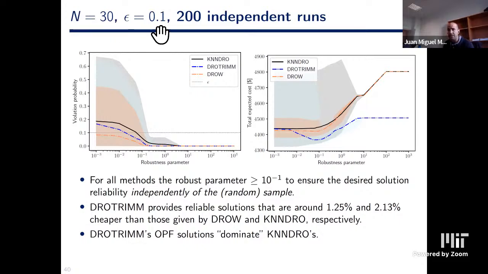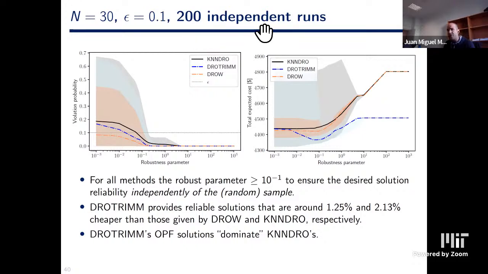We set the desired system reliability to 0.9, that is, 1 minus epsilon is 0.9. This is the reliability of the OPF solution that we want to get. And we are going to compute the actual violation probability and the actual total expected cost of the OPF solution that is provided by each of the methods that I presented before as a function of the robustness parameter. In DRO trim, this robustness parameter is rho, the transportation budget.